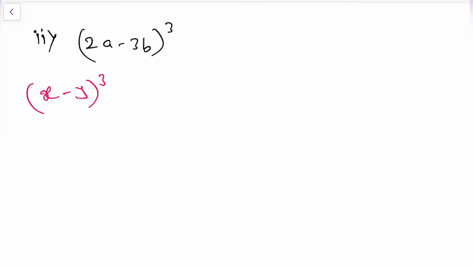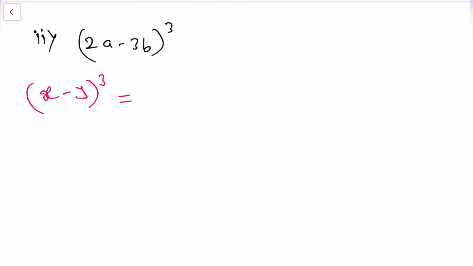Next, let us check the second question. Second question also same, again by using the identity. (2a minus 3b) whole power 3. Now this is in the form of (a minus b) whole cube. So here a and b are already there in the question, so not to have any confusion I am taking it as x minus y. So the given question is in the form of (x minus y) whole cube.